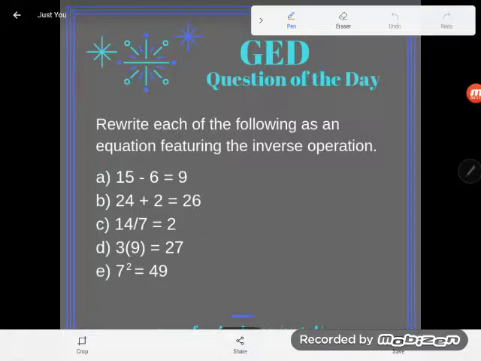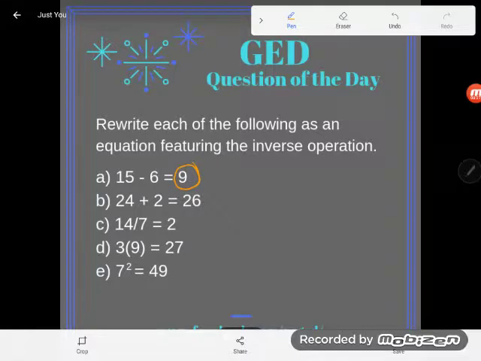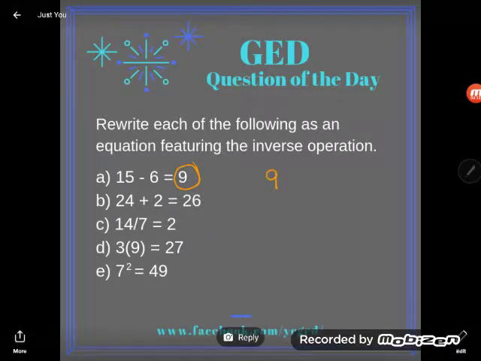Turns out a huge piece of solving equations, which you'll have to do all over the GED, is understanding inverses. So whenever you work an inverse, what you're going to do is take what used to be the answer and have that get worked on. Okay, so we're going to start with this number 9. Now what we want to do is take 9, do something with 6 to get us back to where we started, 15.